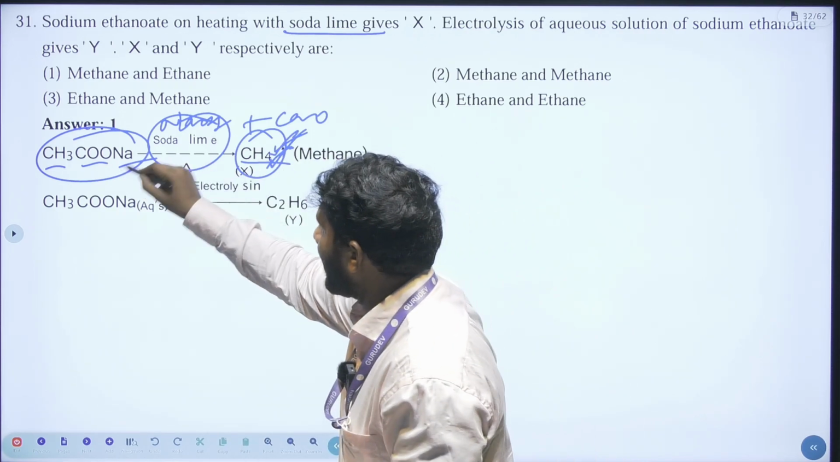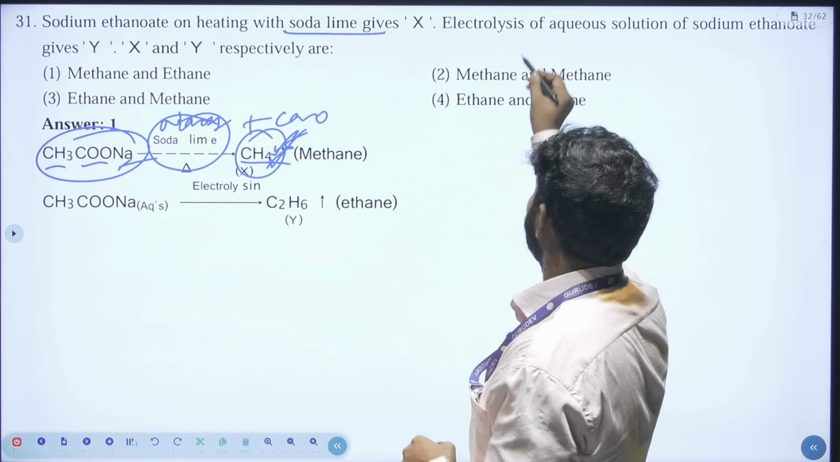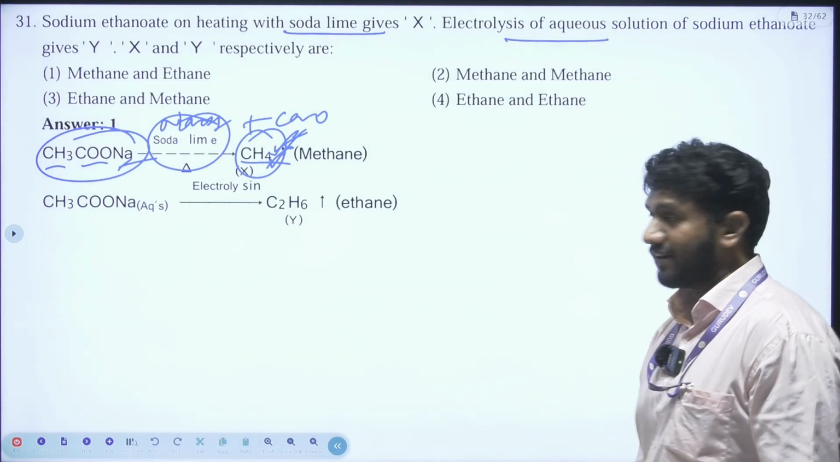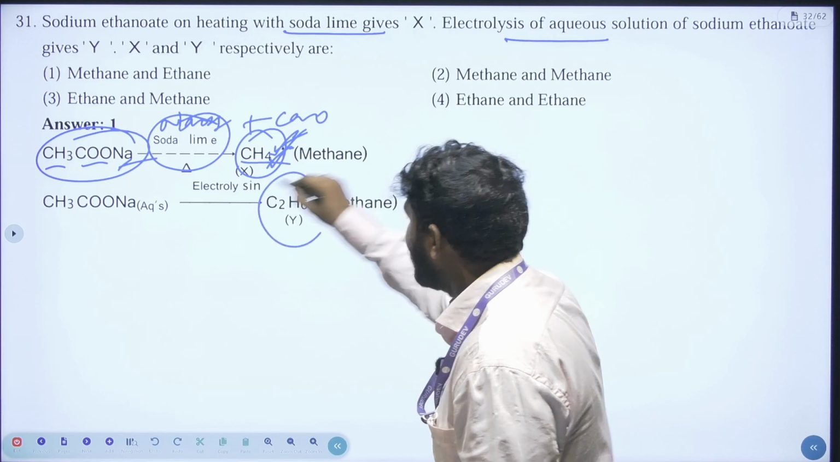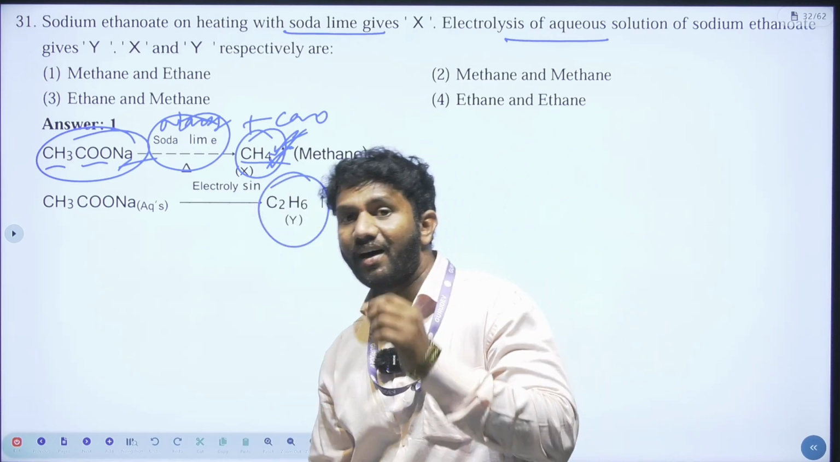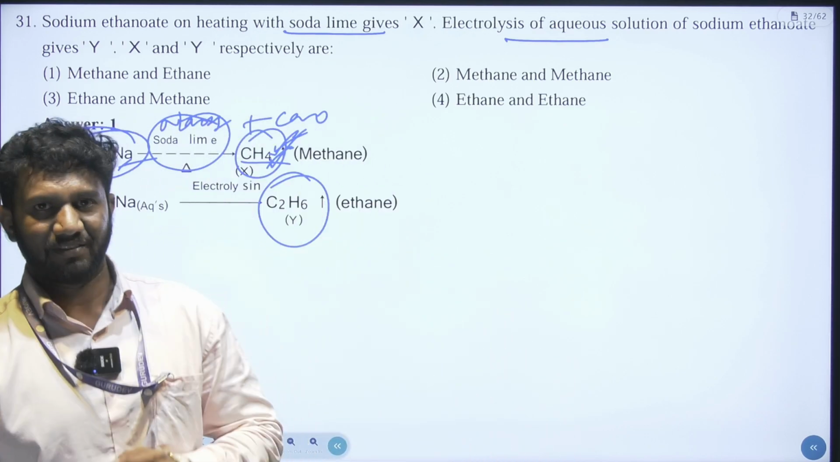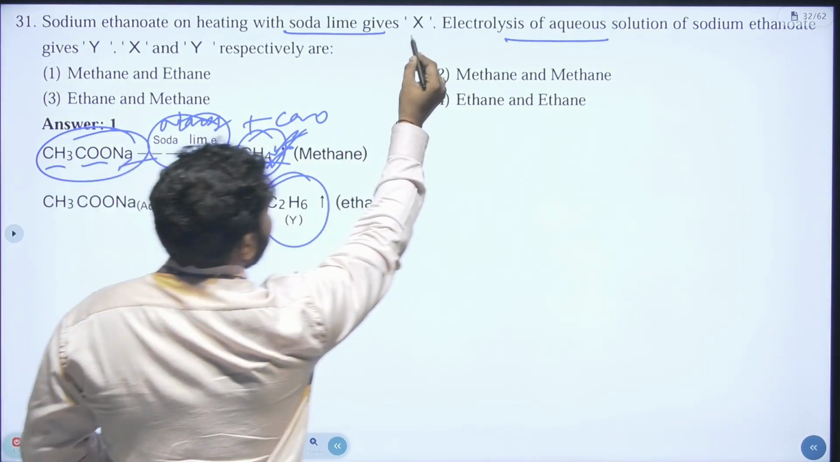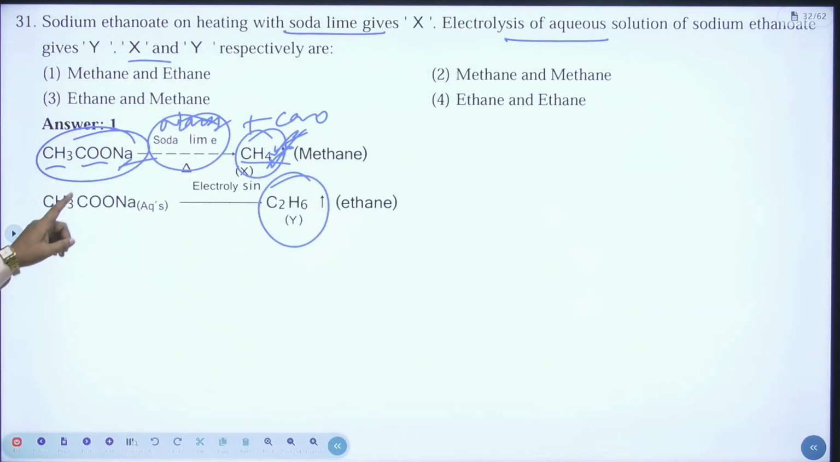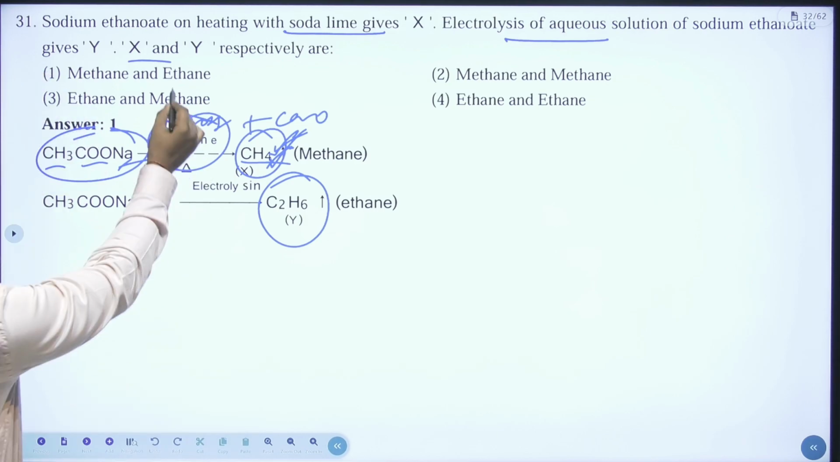If the same compound is subjected to electrolysis, then we get alkanes containing an even number of carbons. This reaction is also known as Kolbe's reaction. So here X and Y are option 1, that is methane and ethane.